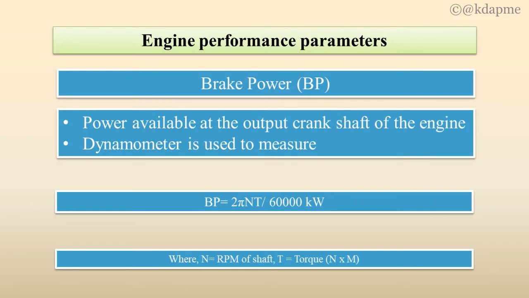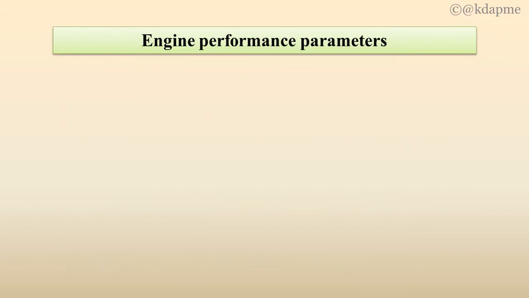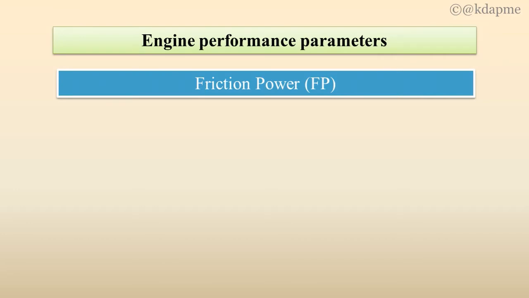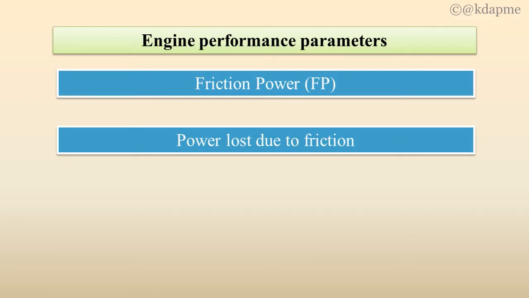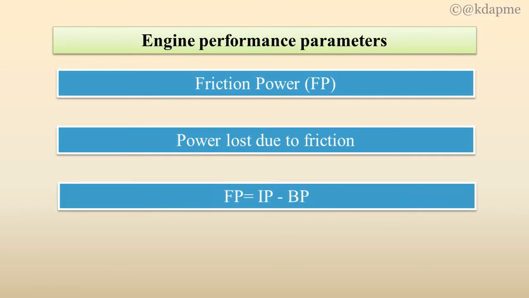The power developed by the engine, indicated power, is greater than brake power. So one parameter we need to take care of is known as friction power, shortly FP. Friction power is the power lost due to friction. It is the difference between indicated power and brake power: indicated power minus brake power, because indicated power is greater than brake power. So this is about friction power.